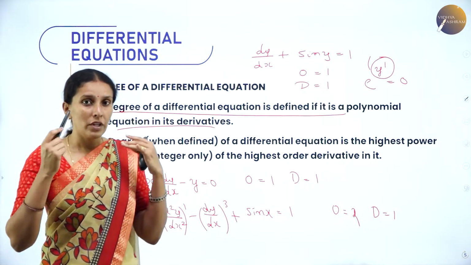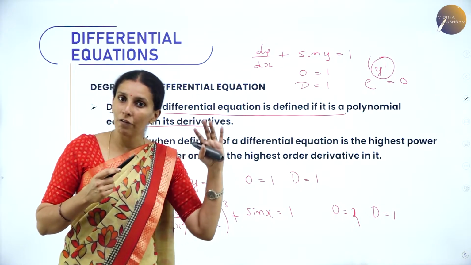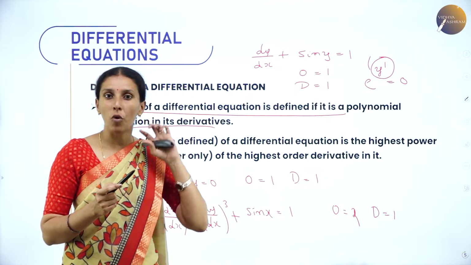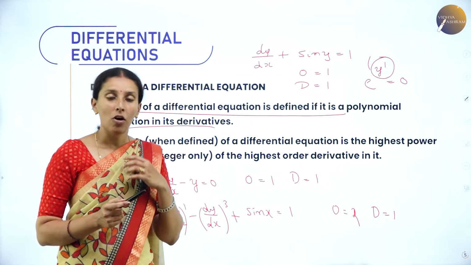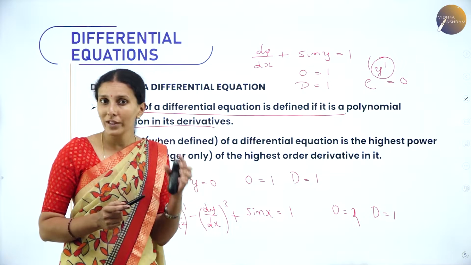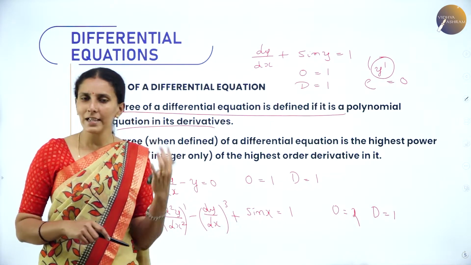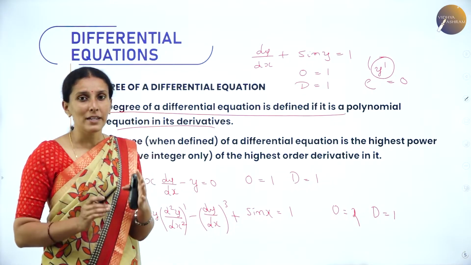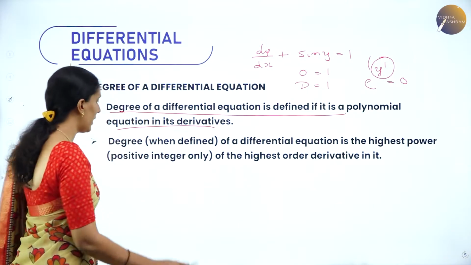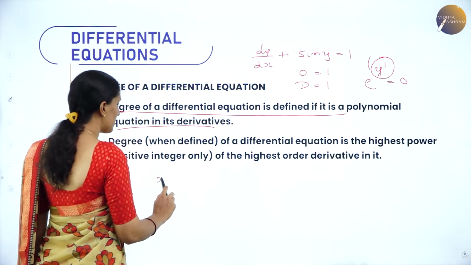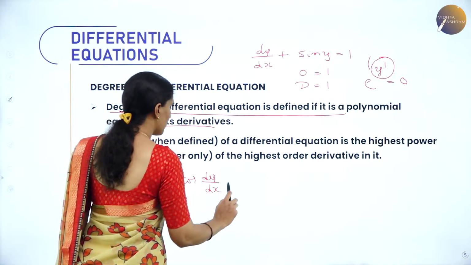Why? Because to define the degree of a differential equation, it has to be expressed in polynomial form only. It has to be free from all radicals. It should not contain any exponential or logarithmic or any sine cos function along with dy/dx. So dy/dx or d²y/dx² or any order of derivative must be free from any other function. So here let me take an example now. We have a x plus cos dy/dx is equal to 0.